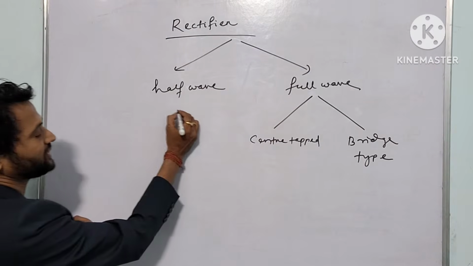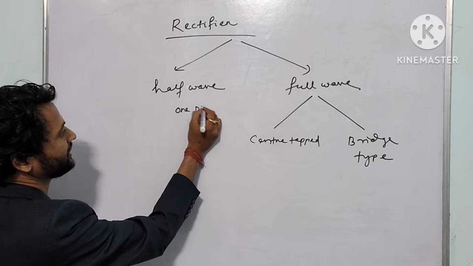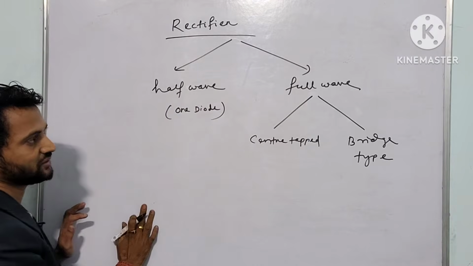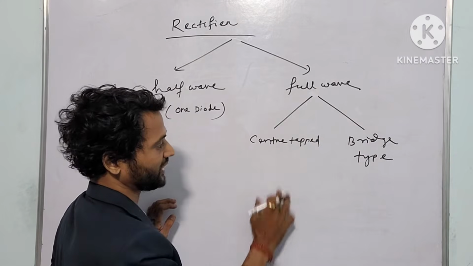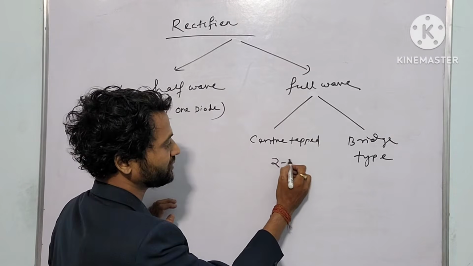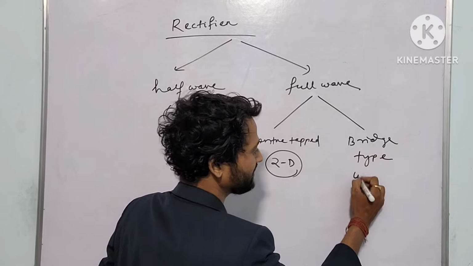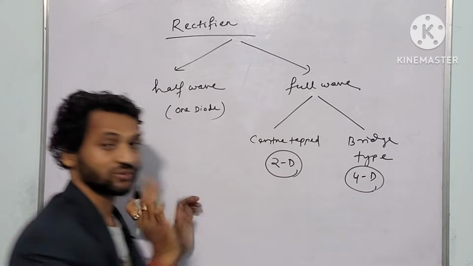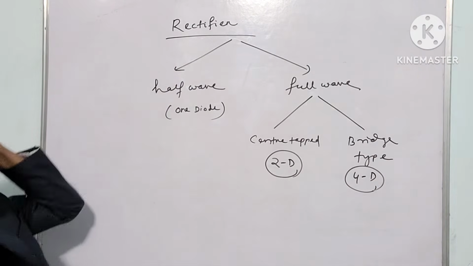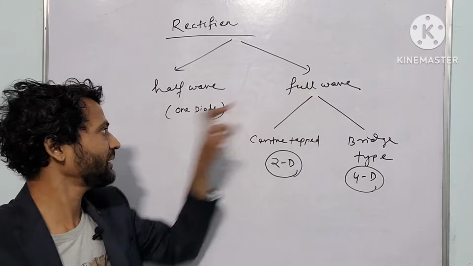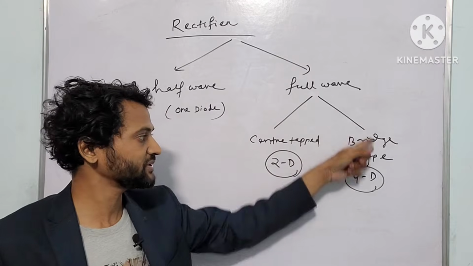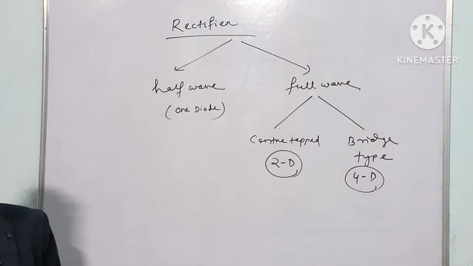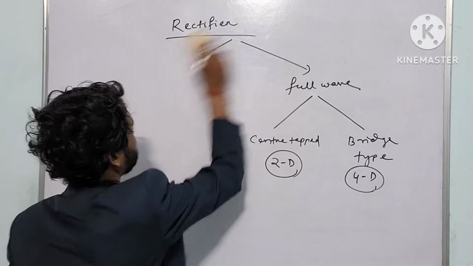How to remember? Look, in half wave rectifier you will be using only one diode. But in full wave you can use two diodes or four diodes. If it is center tap, it will be two diodes. If it is bridge type, it will be four diodes. Remember like this. I repeat again, rectifiers are of two types: half wave and full wave. Half wave has one diode, full wave is of two types: center tap and bridge type. Center tap has two diodes, bridge type has four diodes. Is it clear? So now we go to half wave rectifier first.